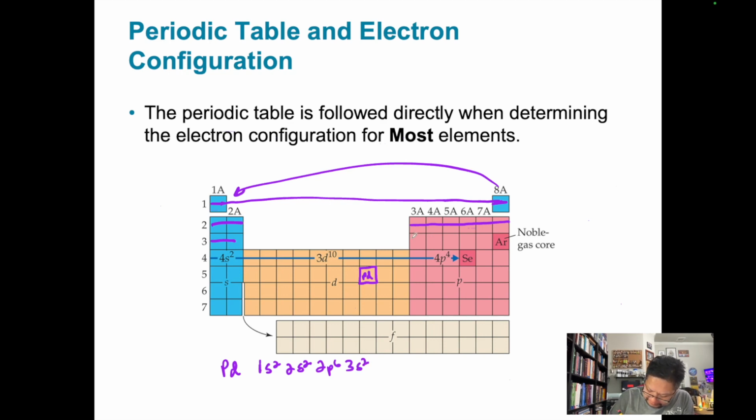And then next row on the P block is that one. So that's 1, 2, 3, 4, 5, 6. That's 3p6. Okay. So we'll wrap back around again to the fourth row right here. That's 4s2. That takes care of that.